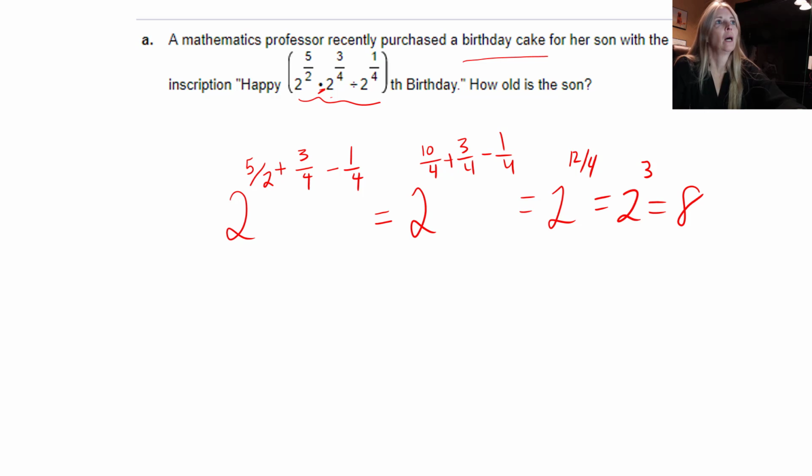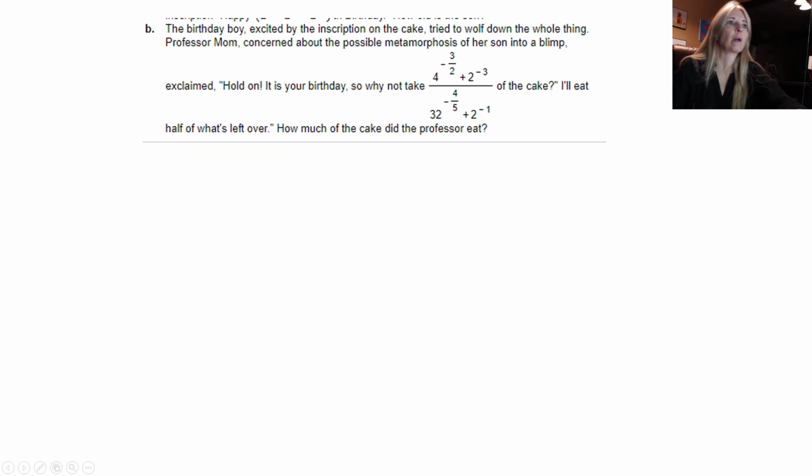All right. This is probably the harder part of it. So it says the birthday boy, excited about the inscription on the cake, tries to wolf down the whole thing. Good kid, right? Professor Mom, concerned about the possible metamorphosis of her son into a blimp, says, hold on, it's your birthday, so why not take this portion of the cake, and then what's left over, I'll take half of it.